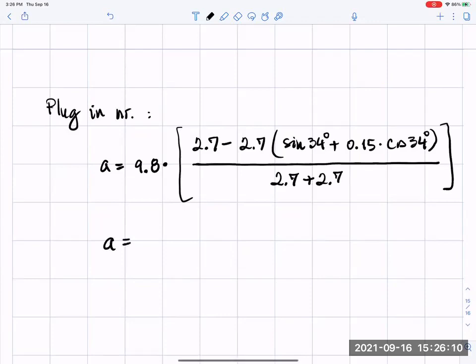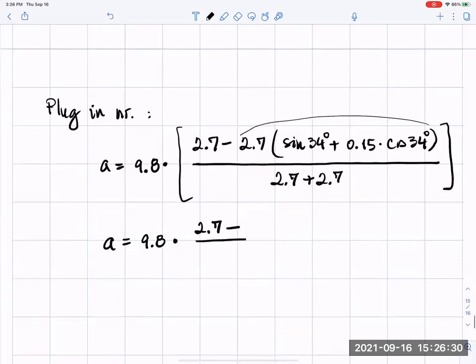Because I'm kind of old-fashioned, let me do this part right here first. So we have here times 2.7 minus whatever, I'm going to get something there. And then this is a 5.4 on the bottom. Okay, and this other part.